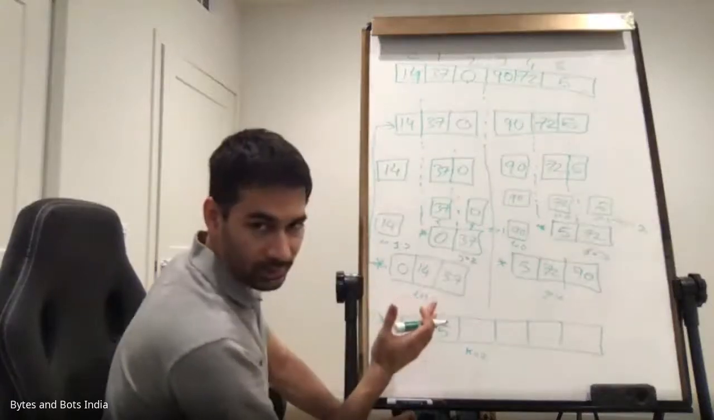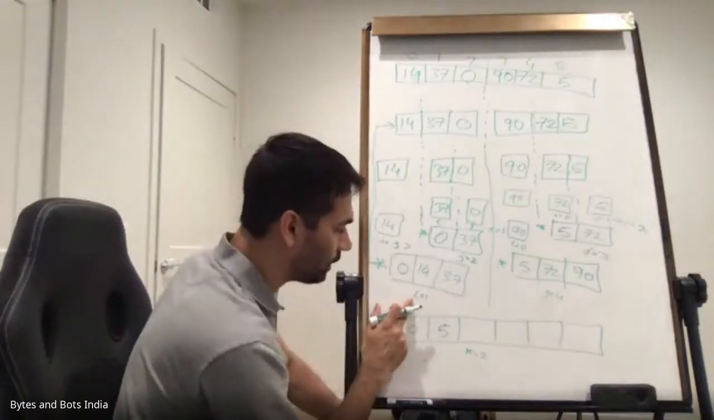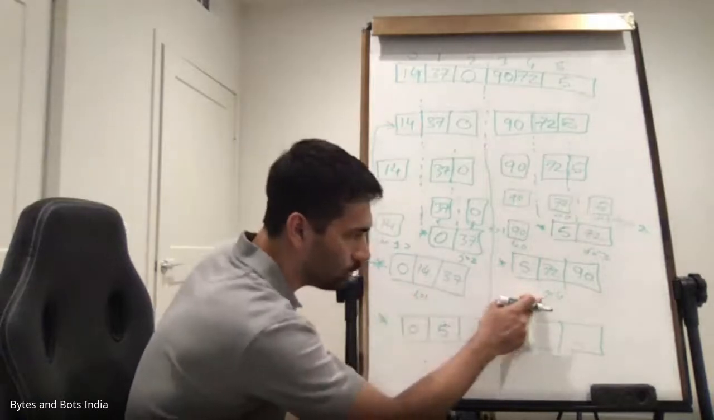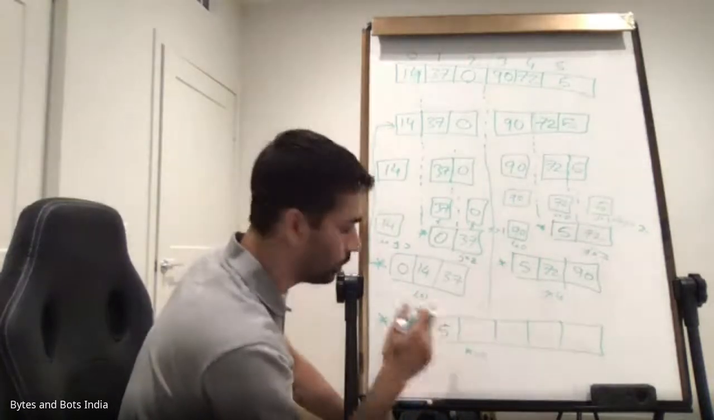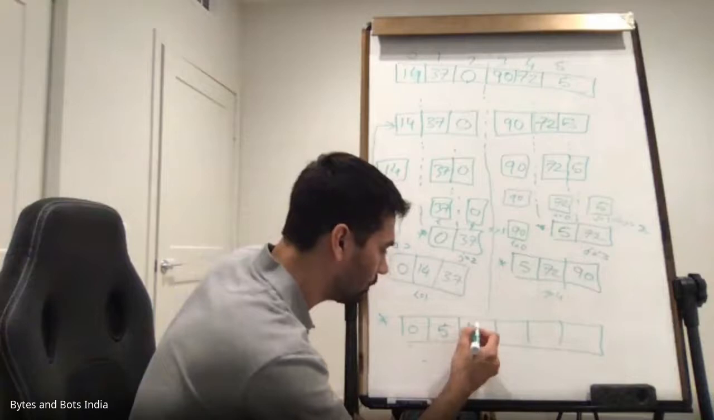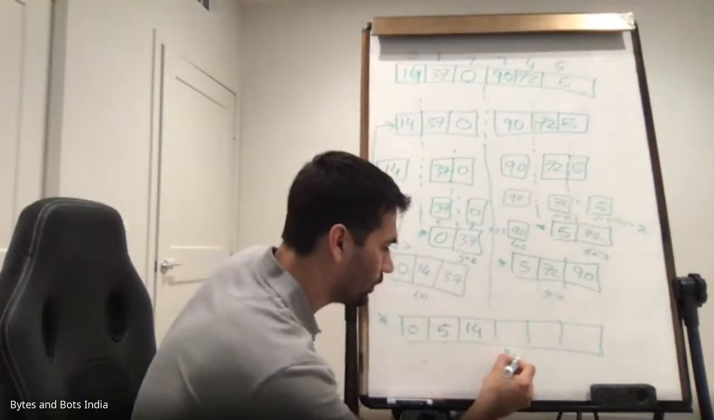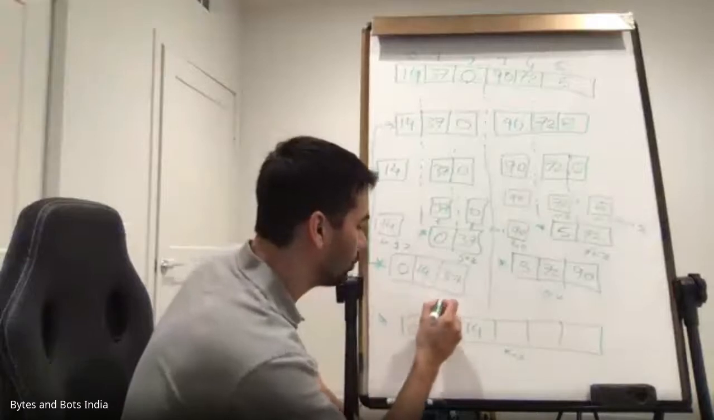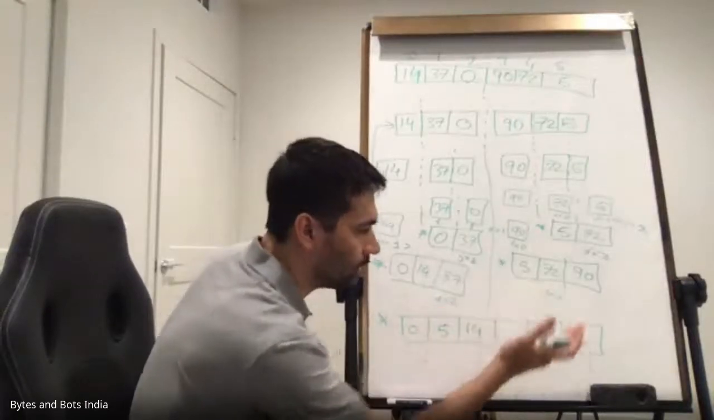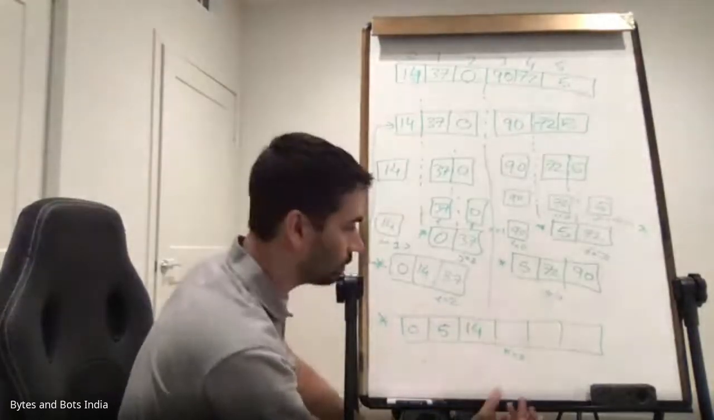And i remains as is because we didn't copy anything. So now we compare, is 14 less than 72? Yes, 14 is less than 72. So we copy 14 over. Now our k is 3, our i is 2, and j remains as is because we didn't copy anything over.